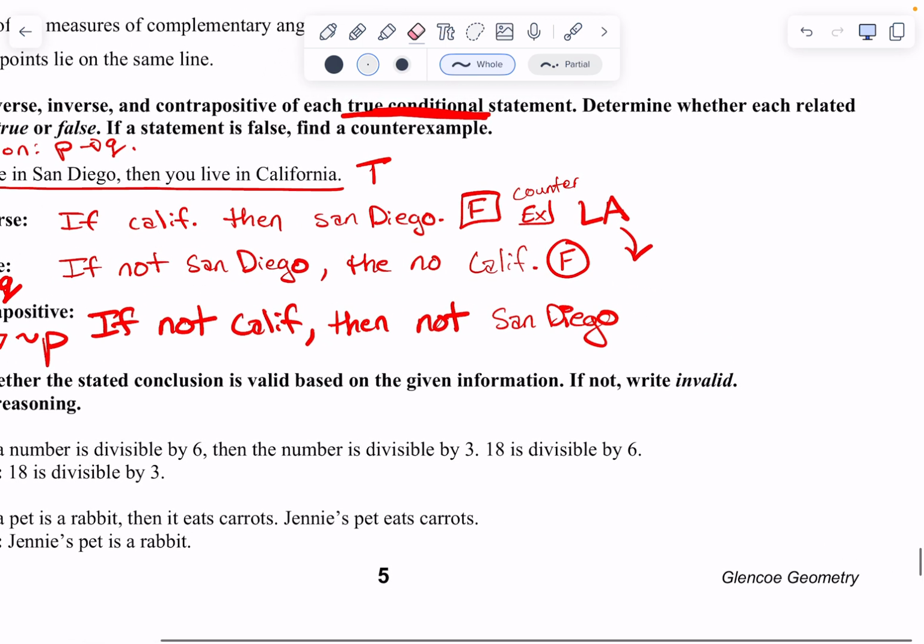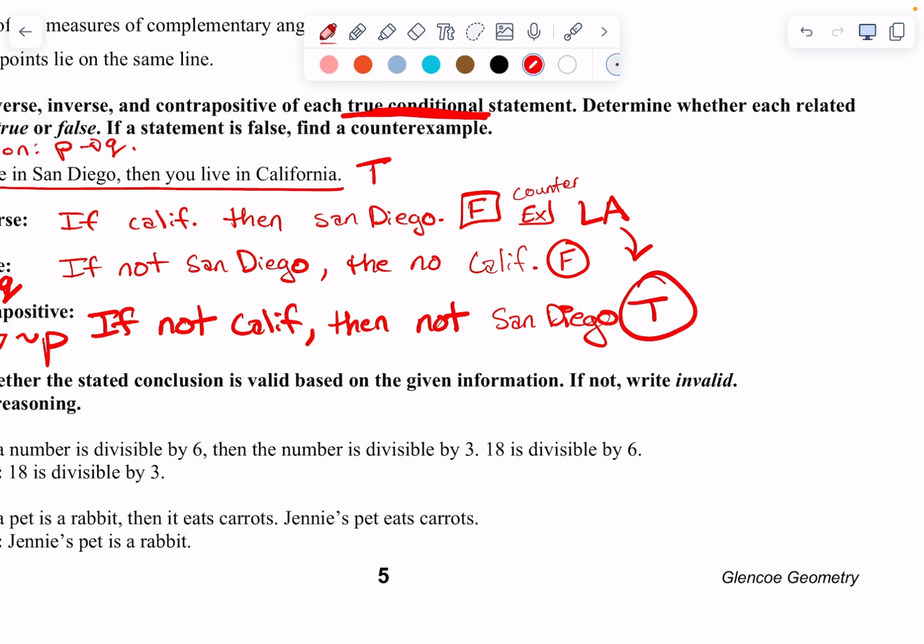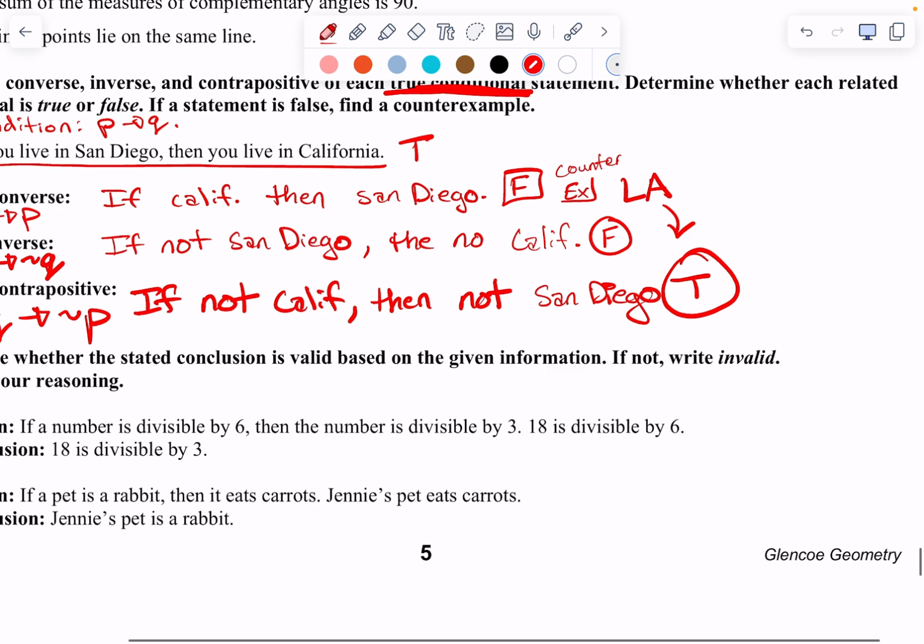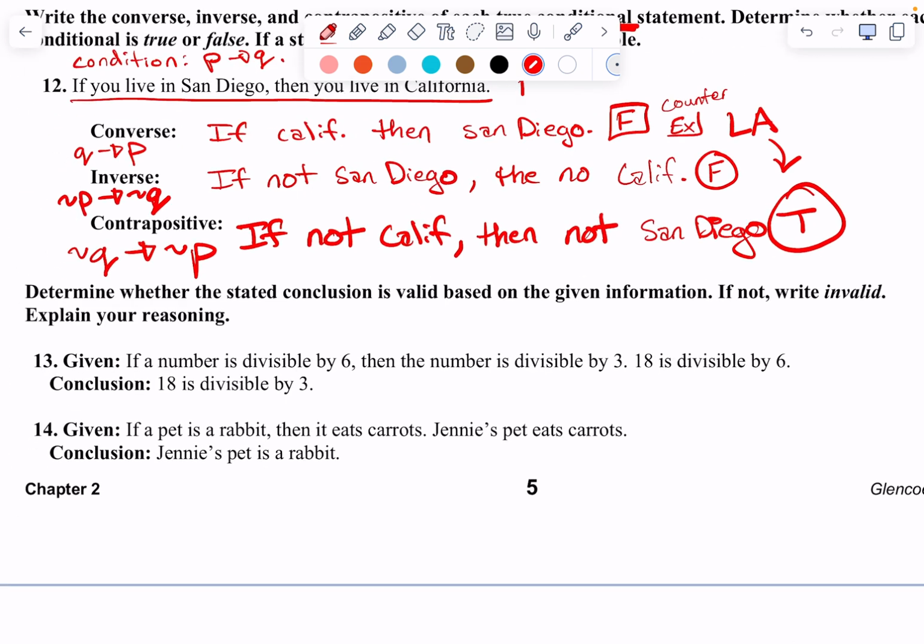Okay, if you don't live in California, then you cannot live in San Diego. True or false? True. Unless there's a San Diego elsewhere, we'll not worry about that. Okay. We have to say whether it's valid or invalid.